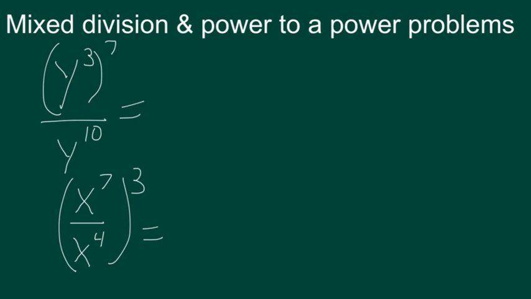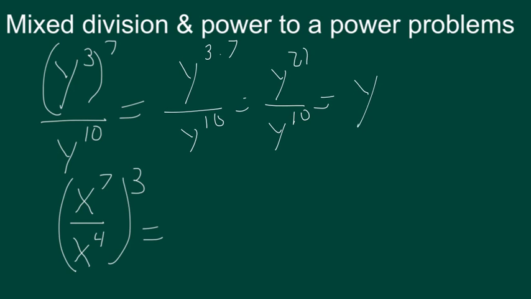All right, here we have some mixed division and power to a power problems. On the first one here, we have power to the power within the fraction. So this is going to become y to the 3 times 7 over y to the 10th, which is going to give me y to the 21 over y to the 10th. Subtract those exponents, and I get y to the 11th as my final answer.